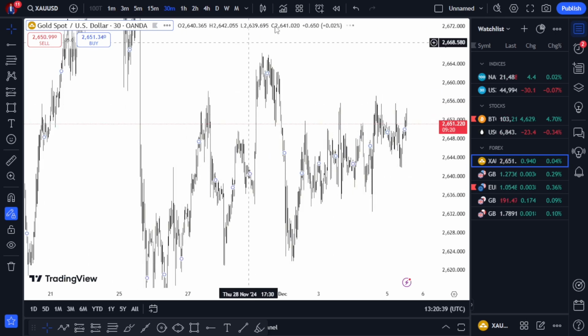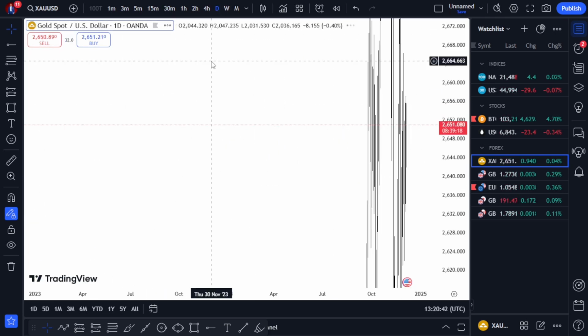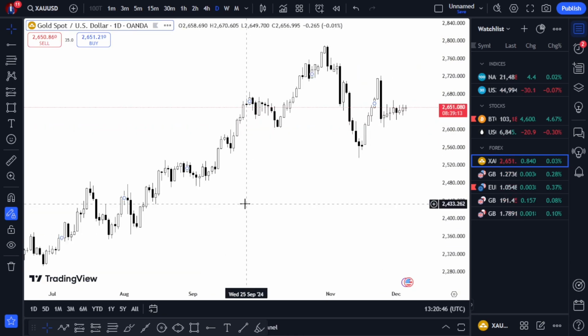All right, so right here we're going to start from the daily time frame. We are just going to use gold today. We are not going to be looking at the synthetic indices. So on the gold chart, what am I looking at?